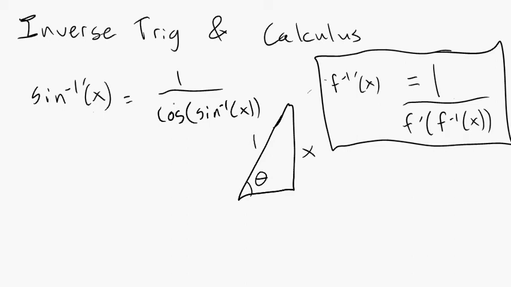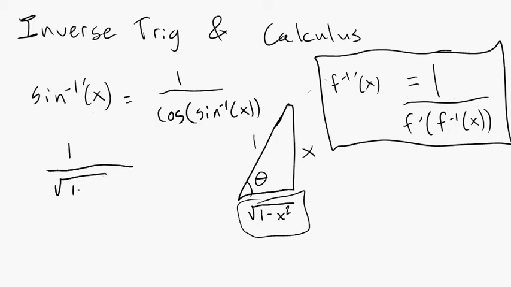And then cosine of that is adjacent over hypotenuse. So we have to find the adjacent. Square root of 1 squared minus x squared. So then cosine is just this. So then we get the derivative of sine inverse of x is 1 over square root of 1 minus x squared.